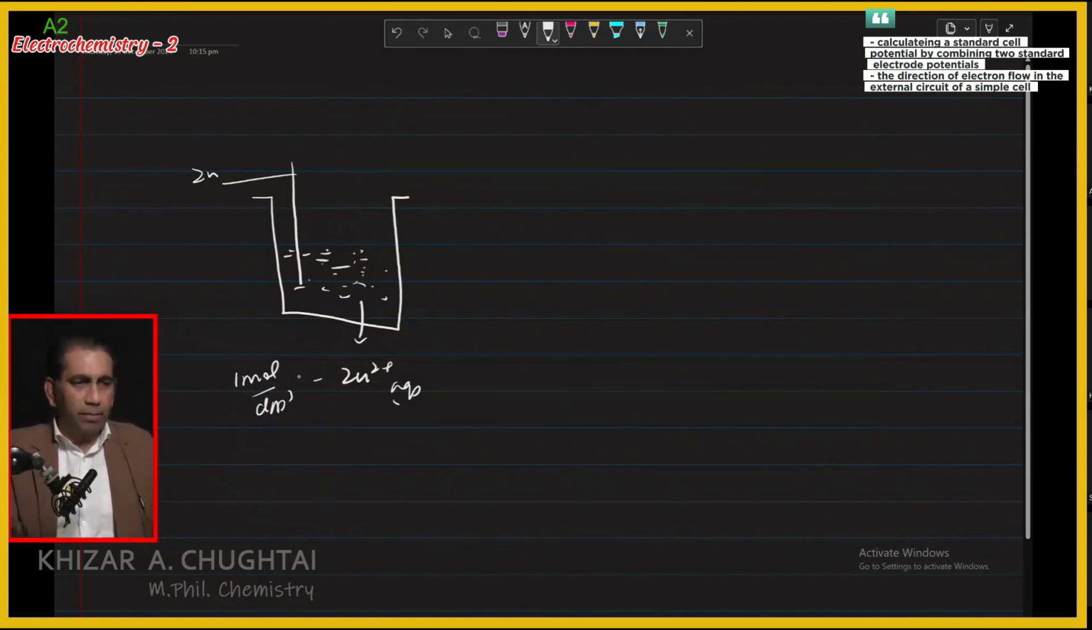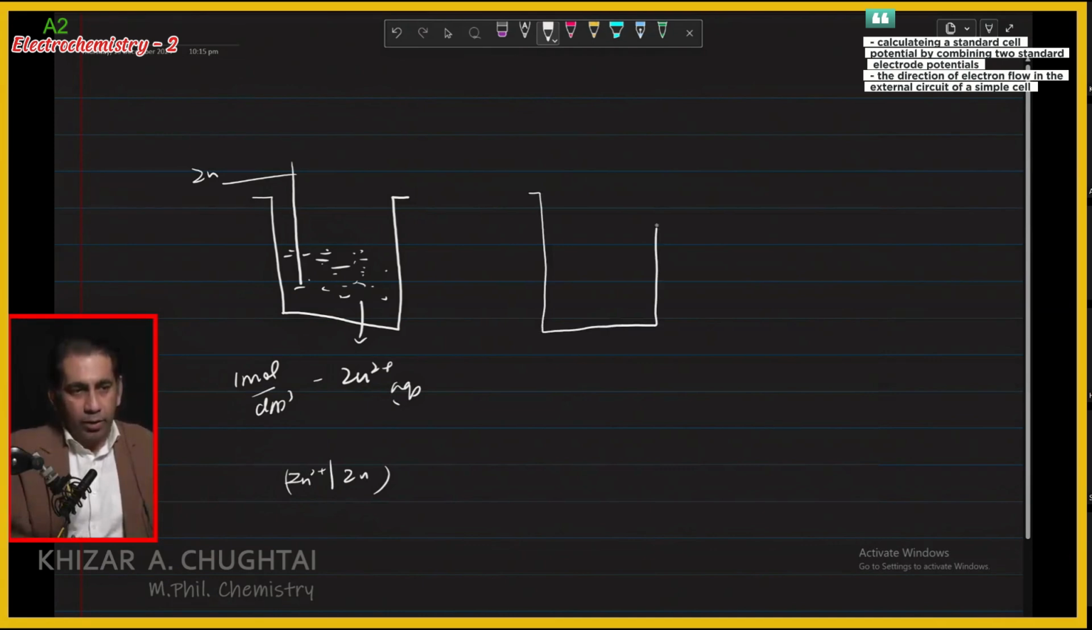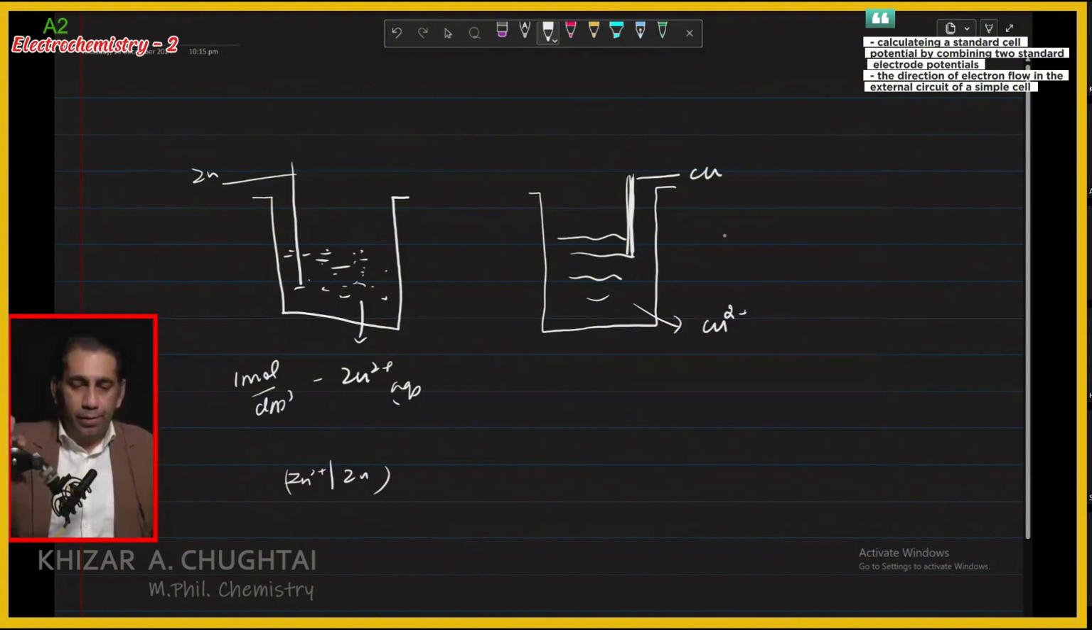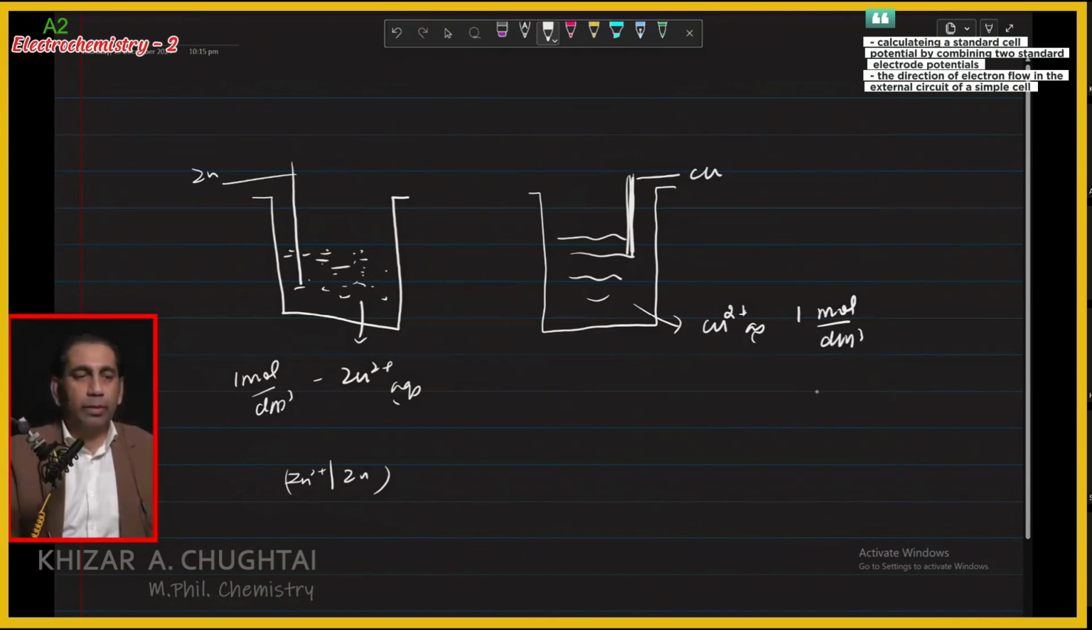So generally speaking, this is a half cell, a zinc half cell. Its notation is Zn2 positive slash Zn half cell. There is another half cell. I'm going to connect this half cell with another half cell that is having a copper rod, and here are copper 2 positive ion aqueous, that is also equal to 1 mole per dm cube concentration.